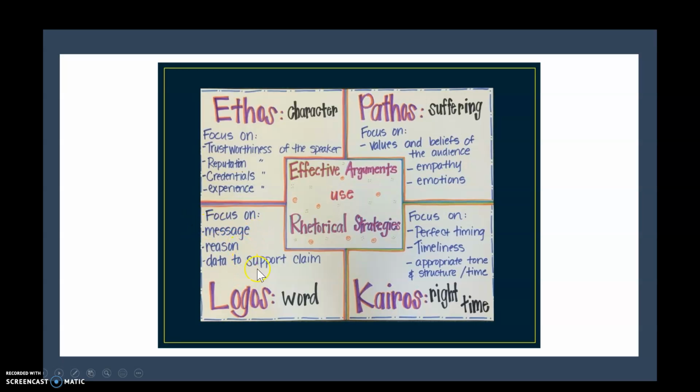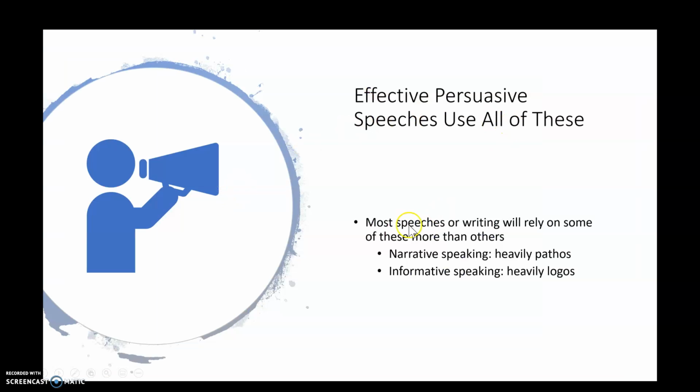Logos focuses on the message, reason, and the data to support the claim. I don't think it means word, though it might be translated that way. And kairos is focused on perfect timing, timeliness, appropriate tone, structure, and, well, time. Effective arguments will generally use some combination of these four.